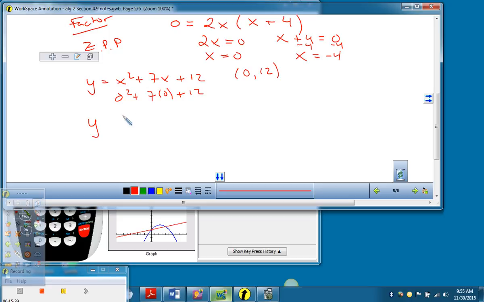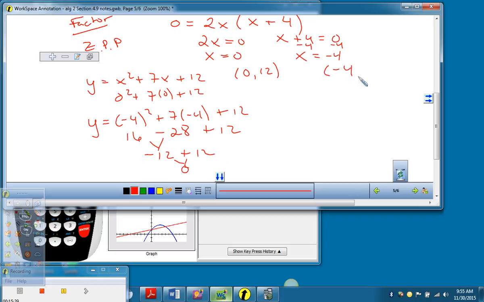Do be careful plugging in a negative 4 in your calculator when you're doing your work. Keep your negative in parentheses. Negative 4 squared plus 7 times negative 4 plus 12. So this is actually positive 16 minus 28 plus 12. 16 minus 28 is what? Negative 12. Plus 12 gives us 0. So then we get negative 4, 0 as our second solution. Again, we have two intersections.